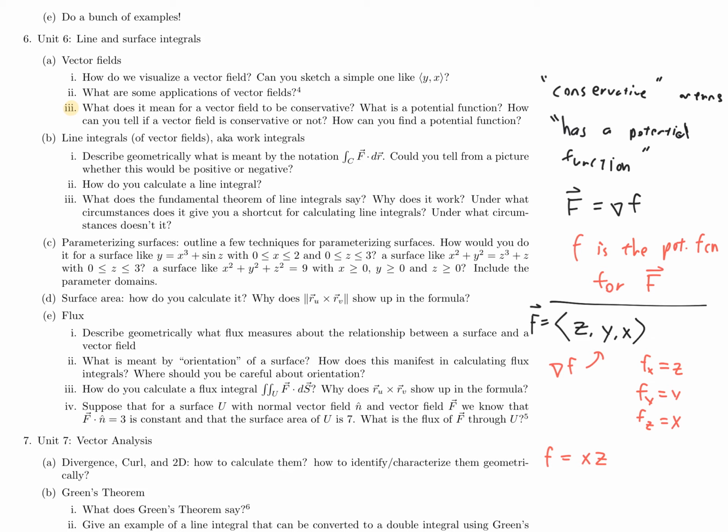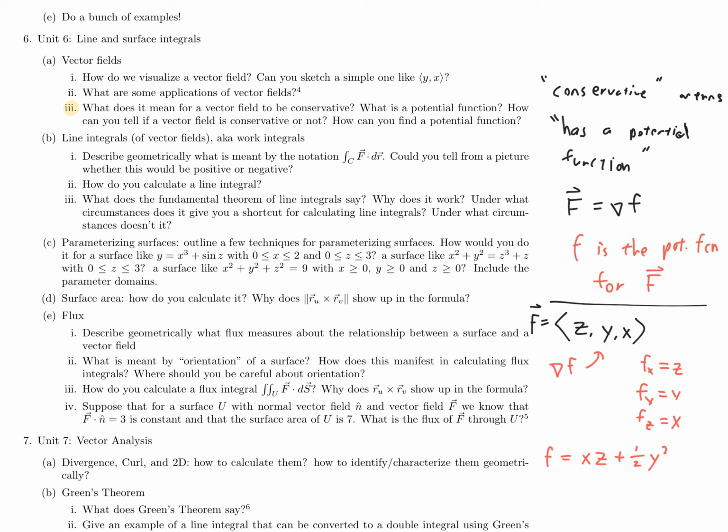Now let's check my guess. What's the gradient of xz? The derivative with respect to x is z, that works. The derivative with respect to y would be 0, which doesn't match. Looks like I need to correct my guess by saying, okay, what if I add a 1/2 y squared to get that second part to work?